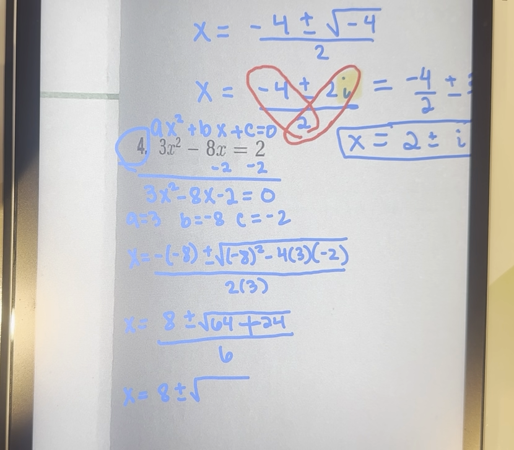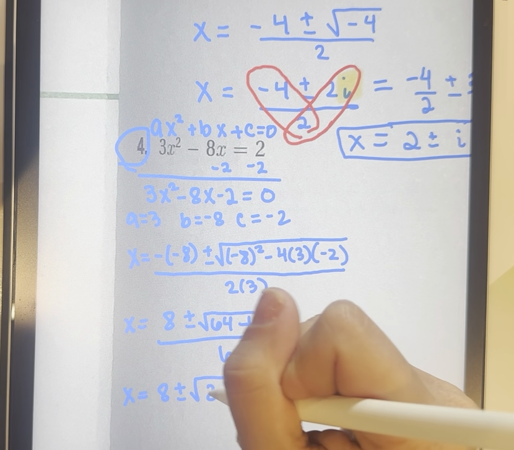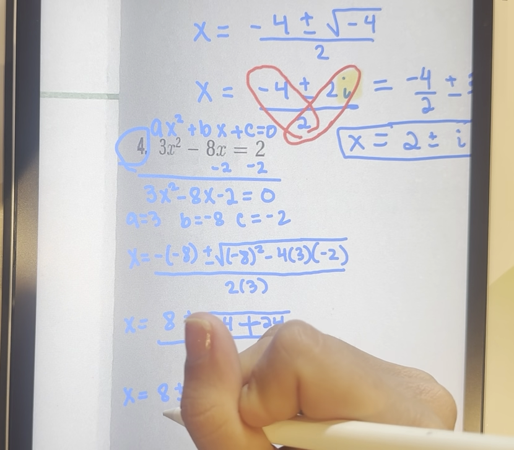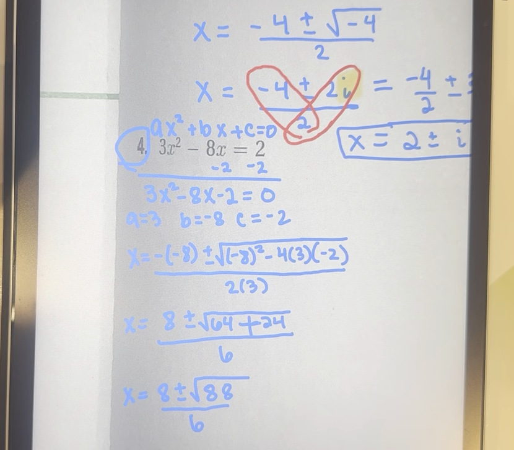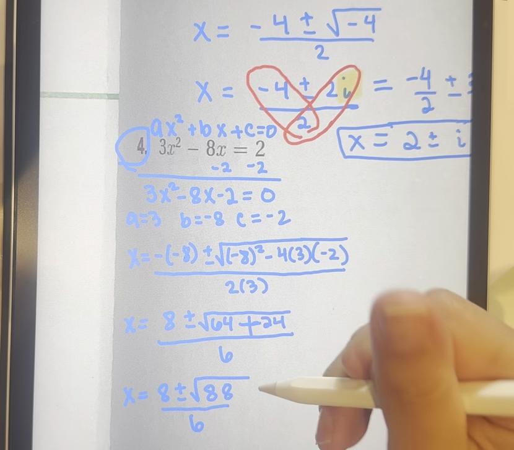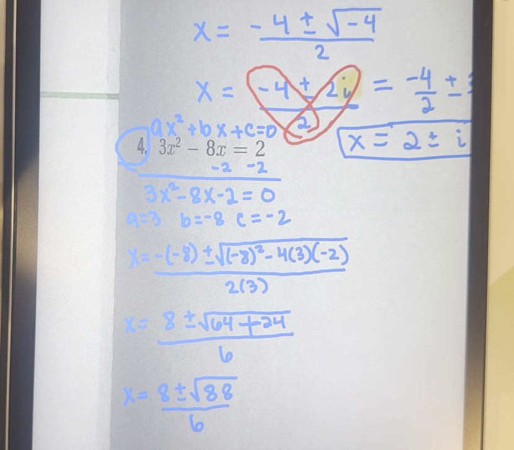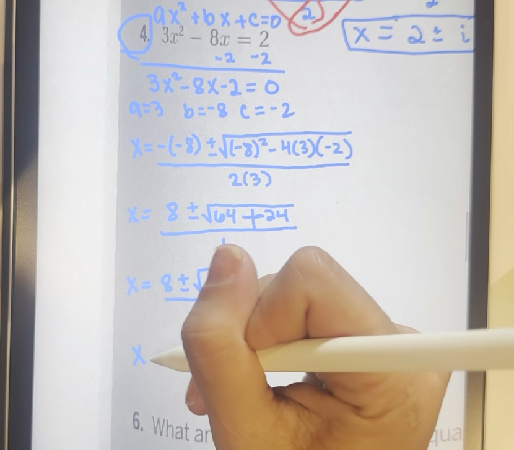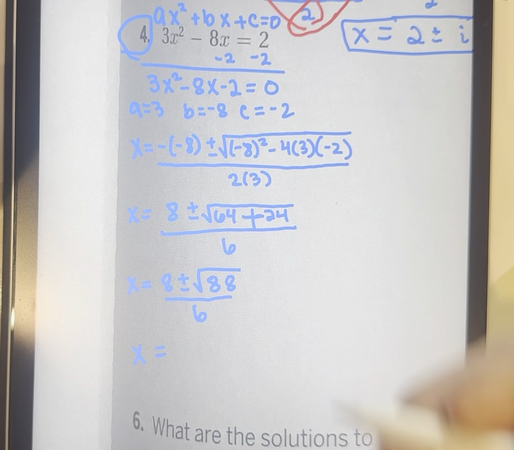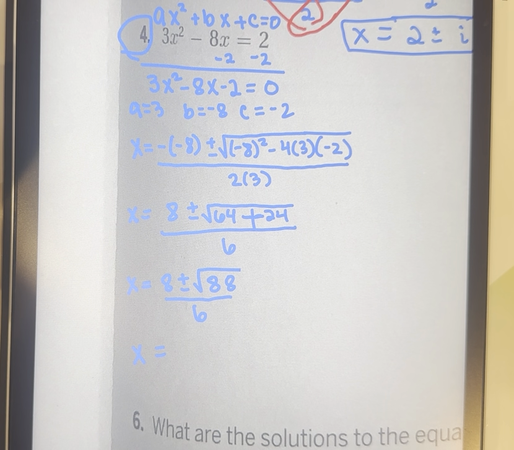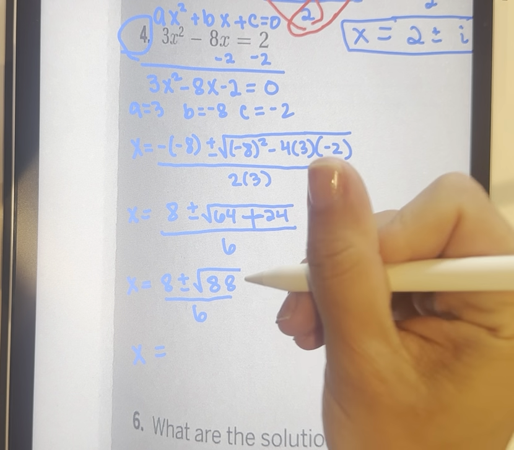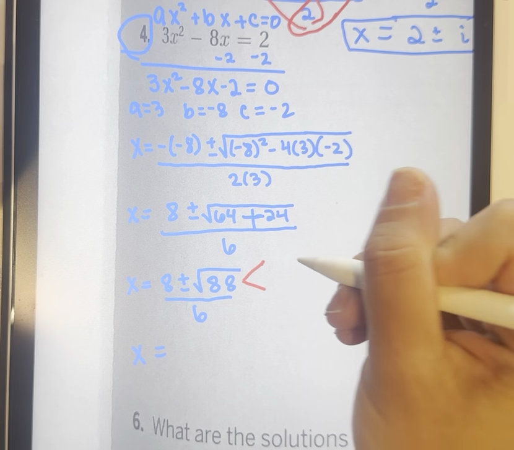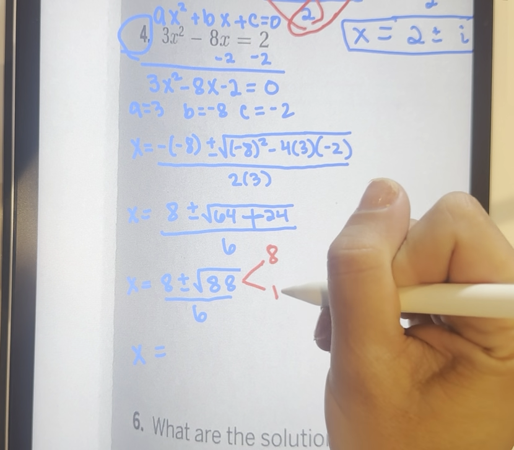Okay? 64 plus 24 is 88. Oh man, look at all these 8s. Okay, divided by 6. Oh, finally we don't have an imaginary number because there's no negative in the square root. 88. That simplifies for sure. I can tell at least the 4 goes into it. So if nothing else, we got that. 88 is 8 times 11.